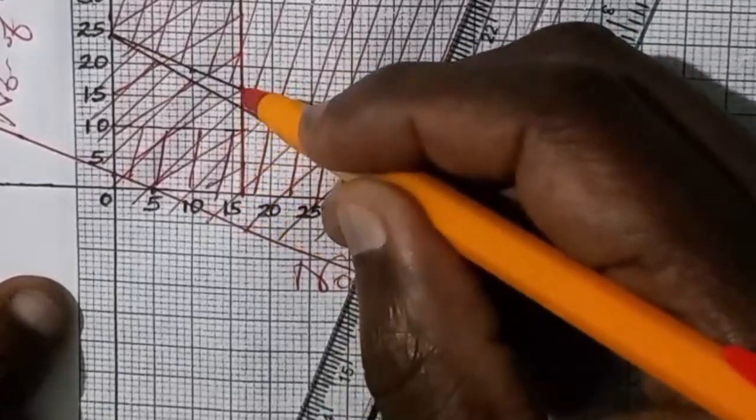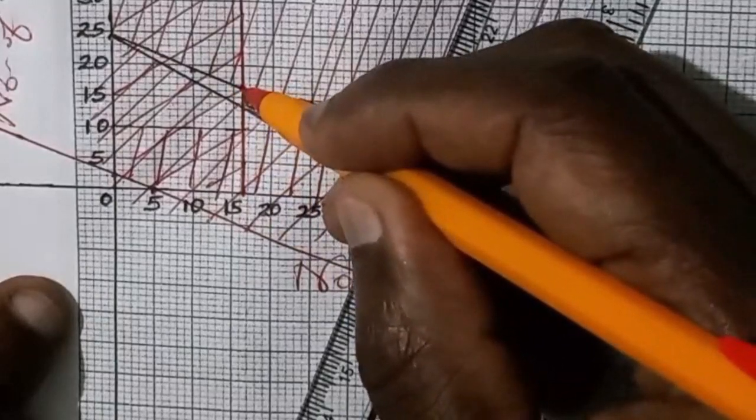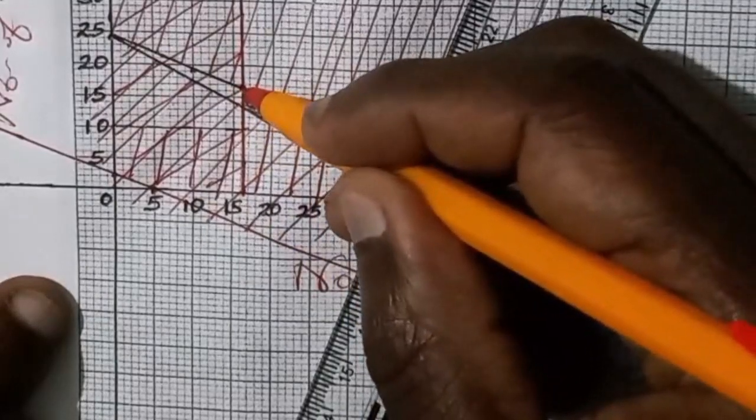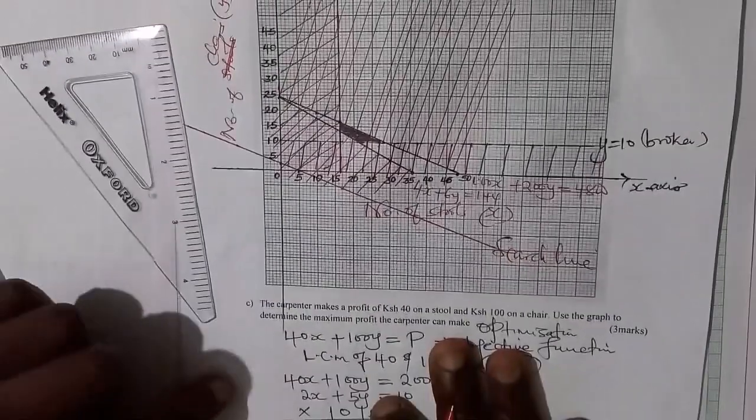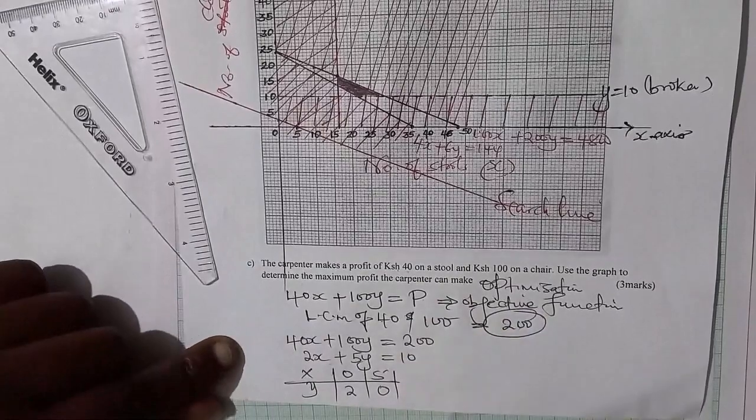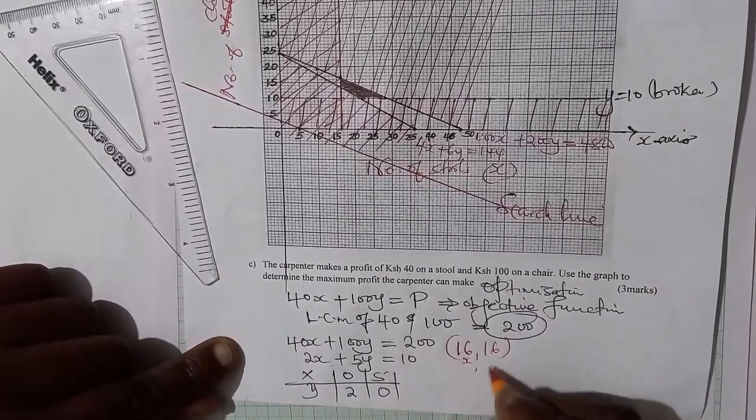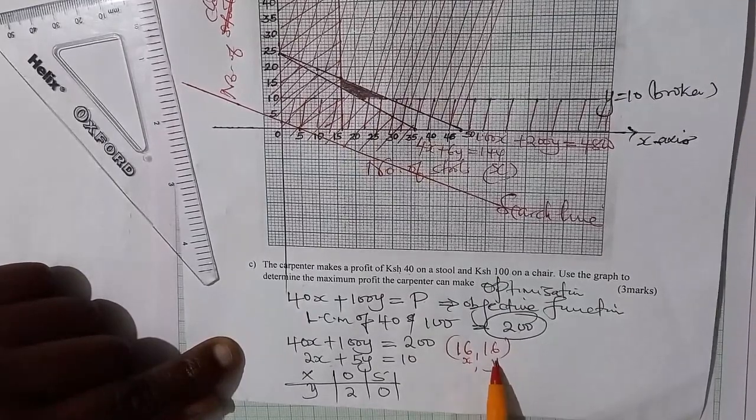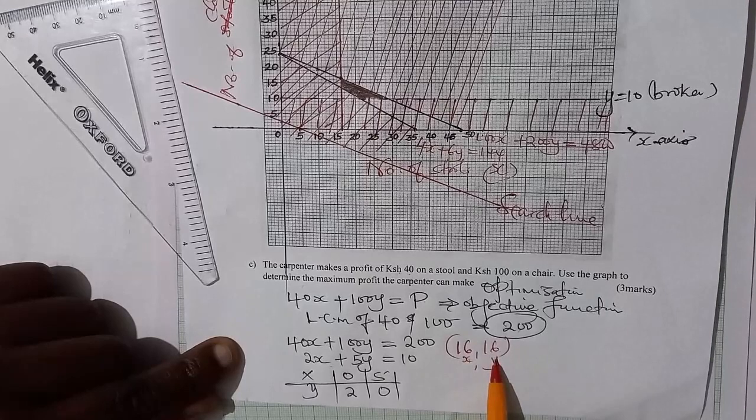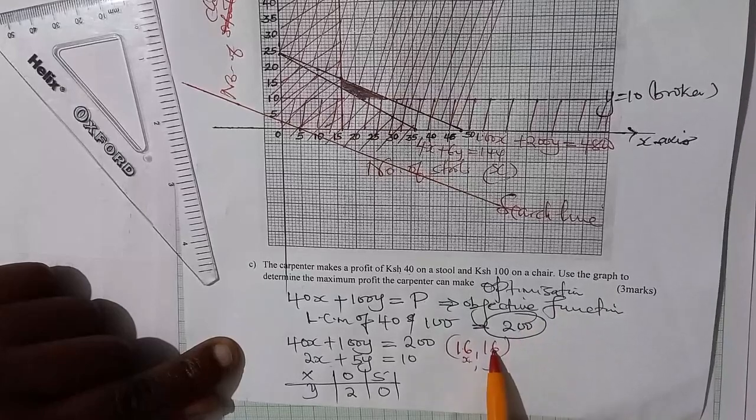This is 16, 16. I'm going to write it here. So the point is 16, 16. This is X, this is Y. Remember, X represents the number of stools, Y represents the number of chairs. So the number that will give us maximum profit is 16 stools and 16 chairs.